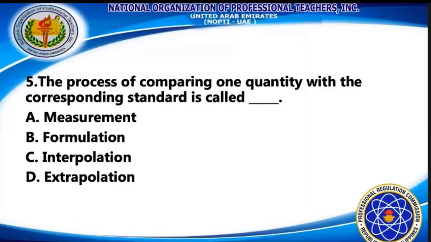So, next, number 5. The process of comparing one quantity with the corresponding standard is called... Ayan, dapat nauna to kanina. Pag may comparison of quantities, we call it letter A, measurement. Okay? For example, if we wish to measure the length of the table, we use a meter stick, which is supposed to be the standard for measuring length. We then compare the length of the table with the length of the meter stick, or you will be able to identify the length of the table by means of using the meter stick. Okay? So, that is letter A, measurement.